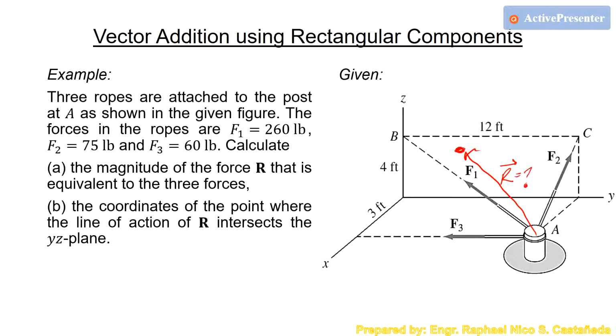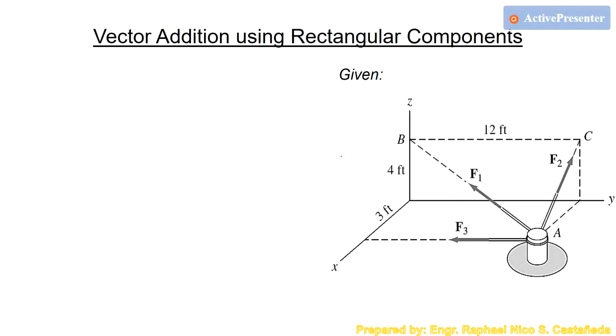What is the value of R? It may be in vector form, but what is being asked is the magnitude. So we just need to calculate its magnitude. And what is the coordinate of this point right here where R intersects? So she is passing in this plane right here. So let's try to solve that.